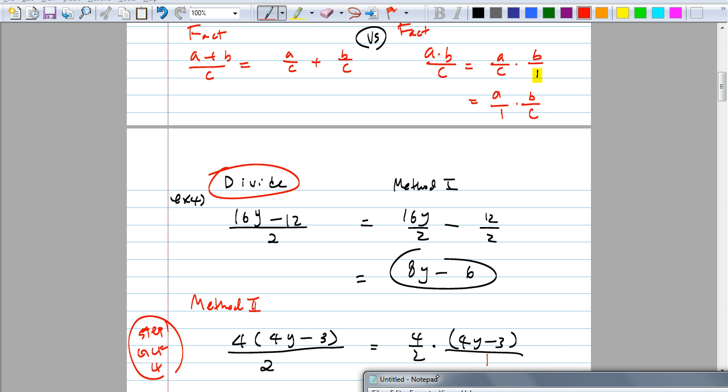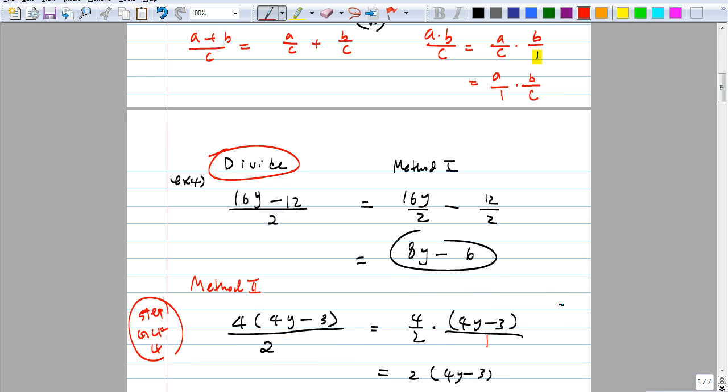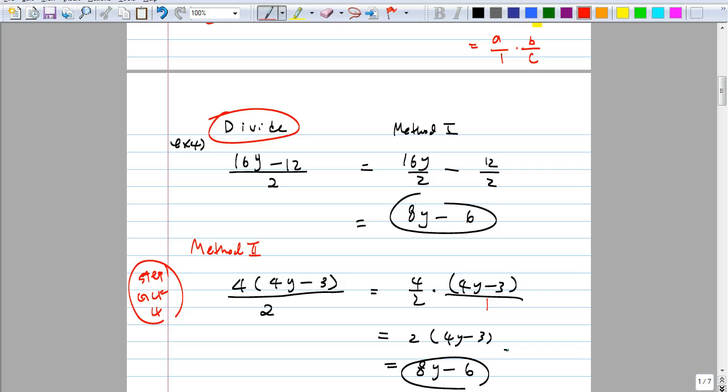Why would I want to separate it this way? Why not just leave it this way? Yes? I can simplify 4 over 2. What's 4 over 2, class? 2. You see how it's nice? Then isn't this simply 2 times 4y minus 3? And since we're just dividing, we should simplify at the end, right? How do you simplify this? You just distribute the 2 to 4y minus 3, which is 8y minus 6. Does that make sense?